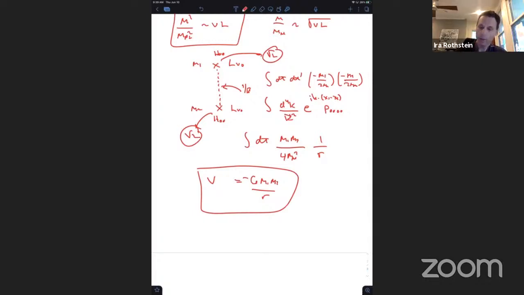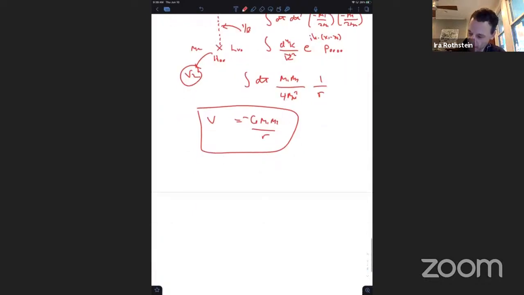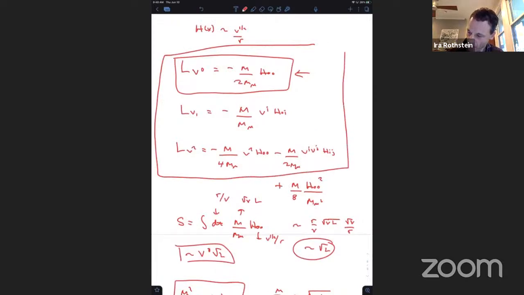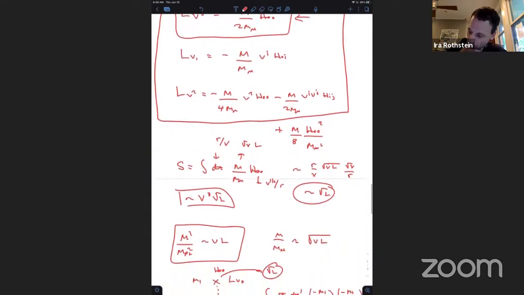Okay, so that's the leading order potential. Let's calculate the order V squared corrections to Newton. Since we already have our action up to order V squared, we can calculate with impunity now up to order V squared.